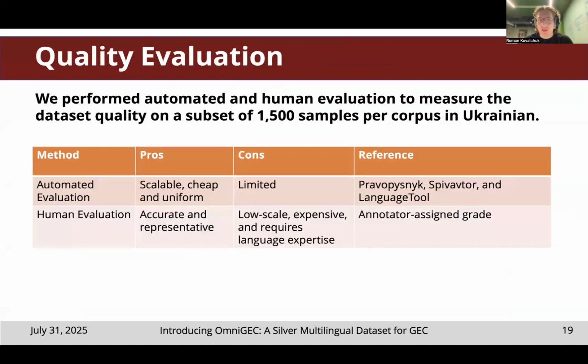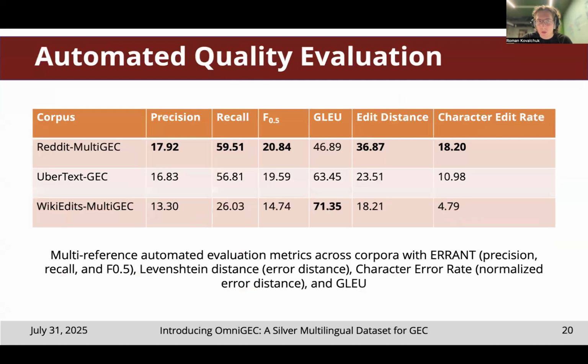Speaking of quality evaluation, we employed both automated and human evaluation methods. Automated evaluation is limited, but it is scalable, and human evaluation is more accurate and representative, but it is low scale and expensive. We conducted this evaluation only in Ukrainian on a subset of 1,500 samples per corpus.